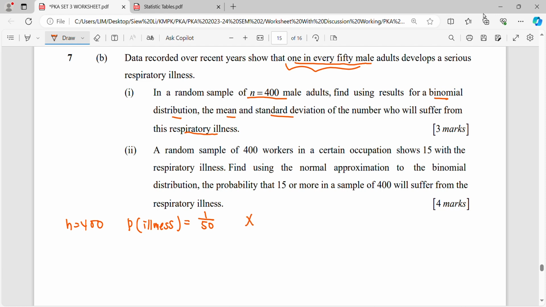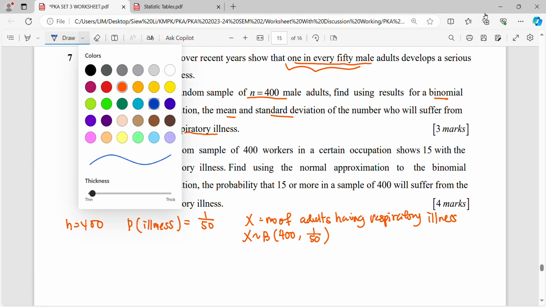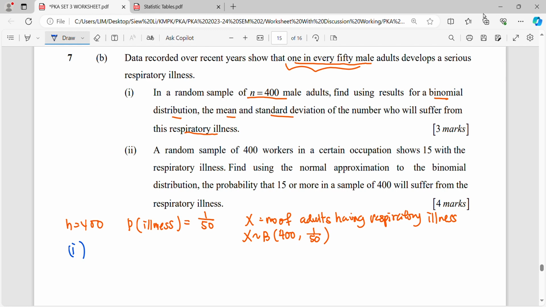So here is X, the number of adults having respiratory illness. So X is distributed binomial, 400 of them, 1 over 50 in probability. So for the first question, they are asking to use the binomial distribution, so we will remain in this binomial distribution. Find the mean and standard deviation.